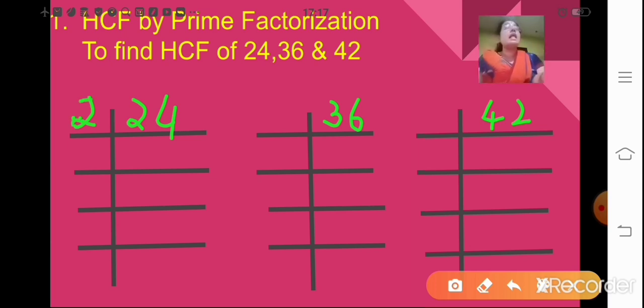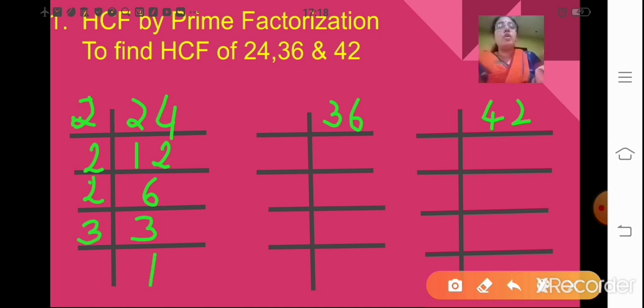Why? Because in the test of divisibility, we have already learned the number has an even digit in the ones place, in the units place, 4. So 2 ones are 2, 2 twos are 4. Again 12 is divisible by 2, 2 sixes are 12. Again 6 is divisible by 2, 2 threes are 6, and 3 ones are 3. Now all these 2s and 3 are prime numbers. That is why it is called prime factorization.